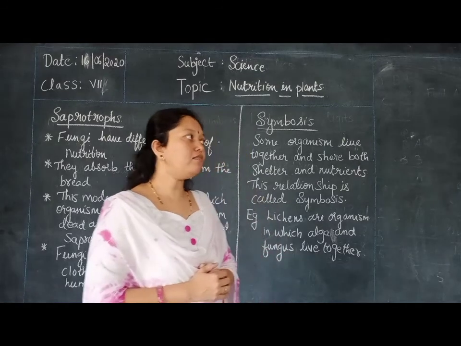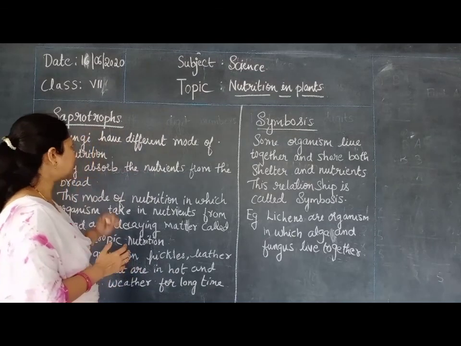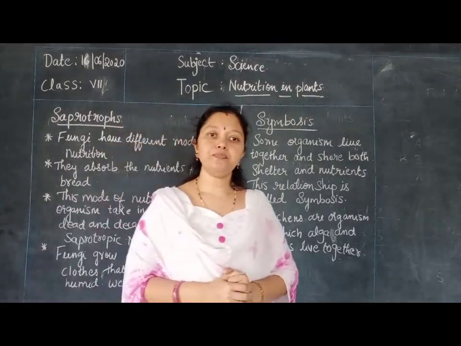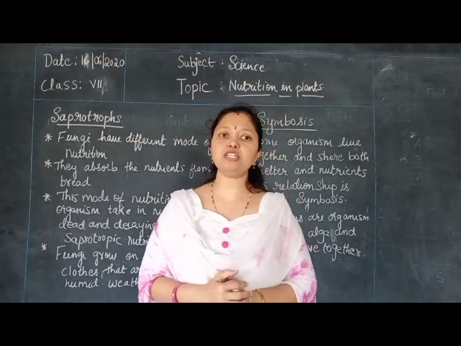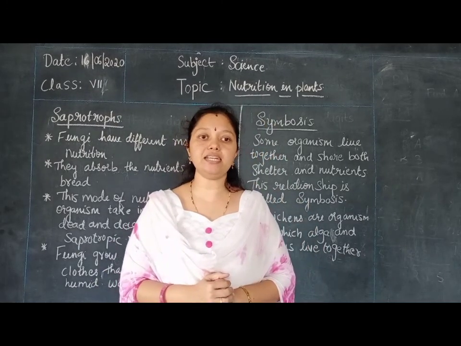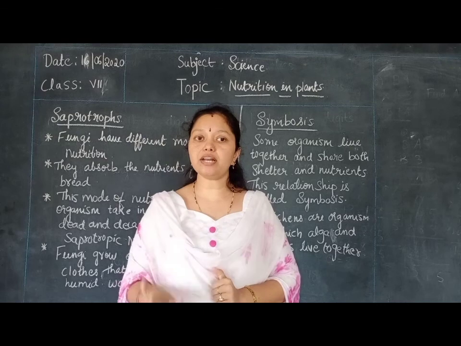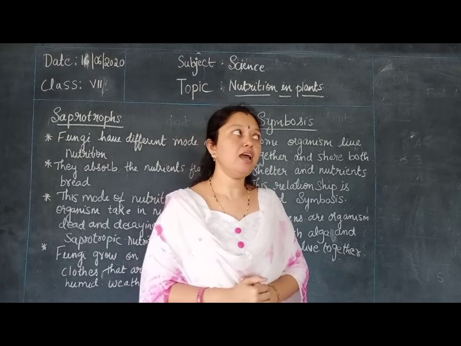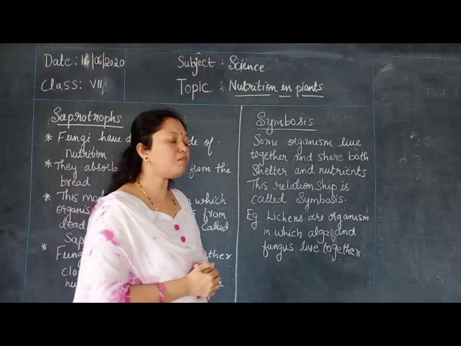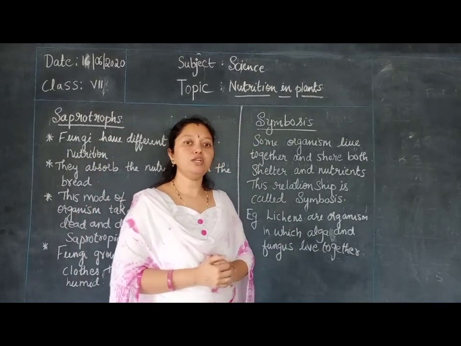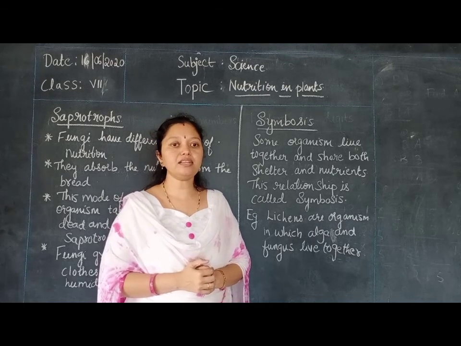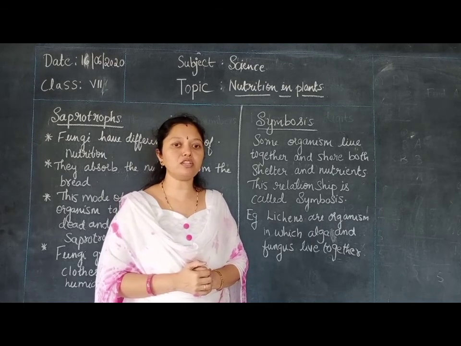So today we have learned two concepts. First, saprotrophic nutrition: organisms which depend upon dead and decaying matter for their nutrients. And symbiosis: some organisms live together and depend one upon the other for survival. This relation is called symbiosis.